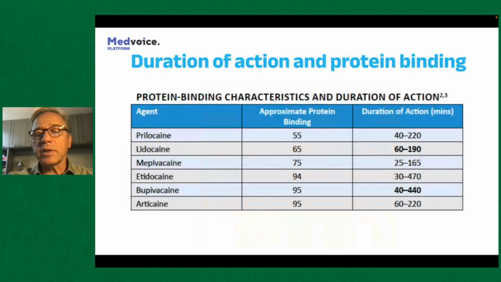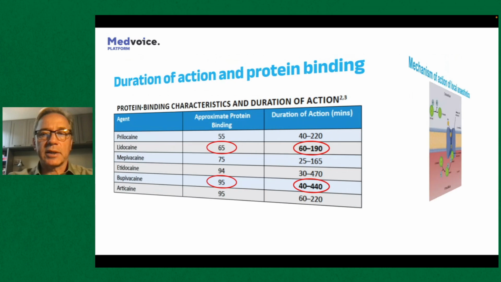Duration of action, as we said, is determined by protein binding. Let's have a look again. Protein binding of lidocaine is only 65%. Hence, the duration of action is anything between 60 to 190 minutes, depending on where you inject it. But bupivacaine is 95% protein bound. Hence, the duration of action, again depending on where you inject it, can last up to 440 minutes, a lot longer compared to lidocaine. I'm not going to compare everything. I'm just comparing the most widespread types of local anesthetics.